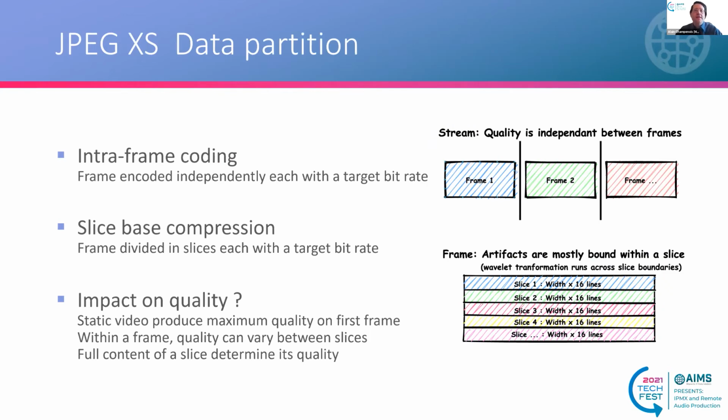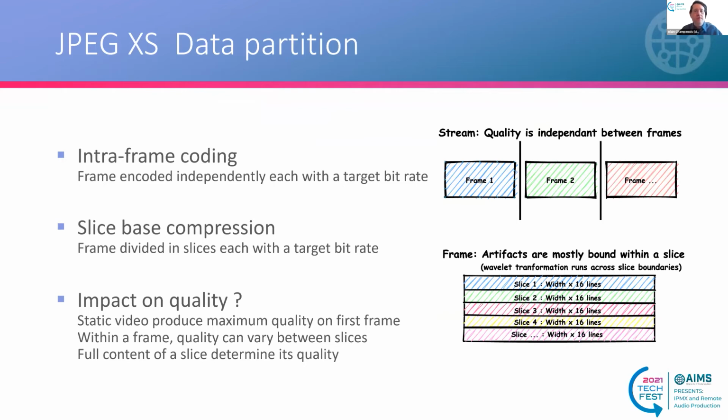Now let's see how JPEG-xs rate control allocates bits across the output code stream. So JPEG-xs is an intra-frame codec, which means that each frame is compressed independently with its own bitrate. Intra-frame coding has many advantages like simplicity of implementation, low latency, and error resilience.